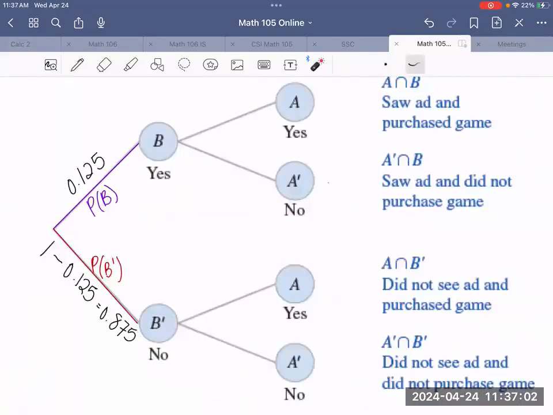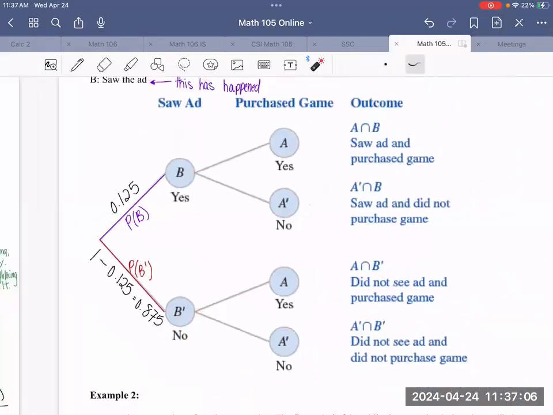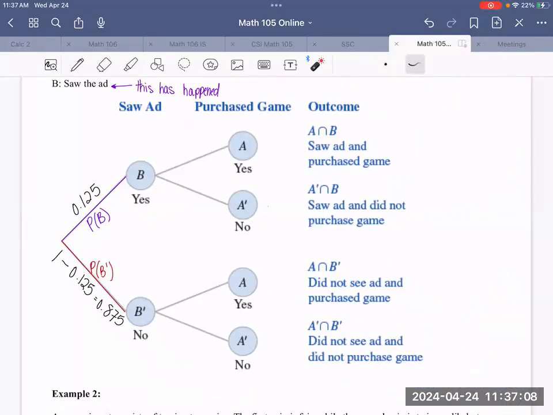Right? So that's how it works. We either saw the ad or we didn't see the ad, right? So then in your next decision, decision 1 has been made. You either saw it or you didn't.